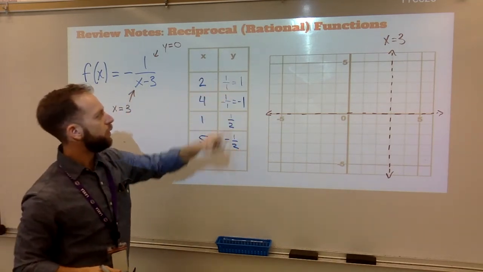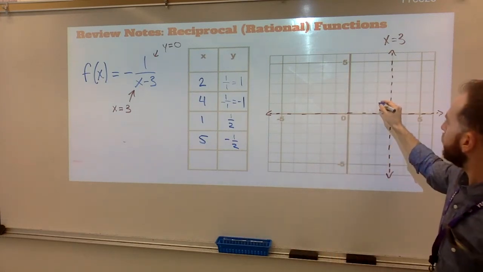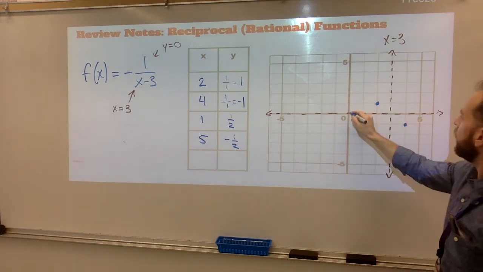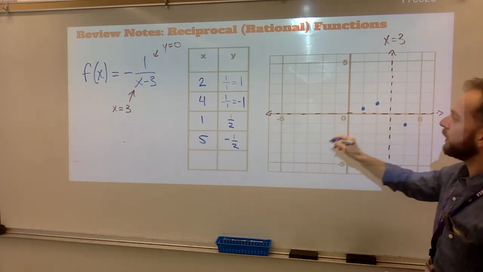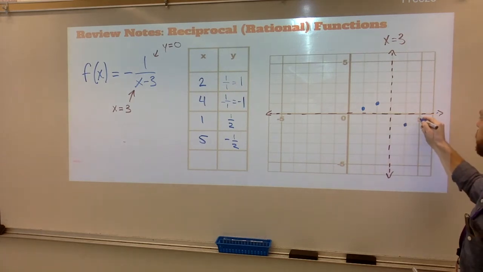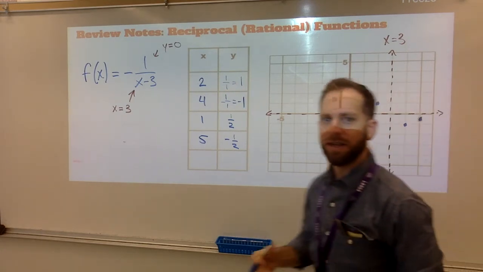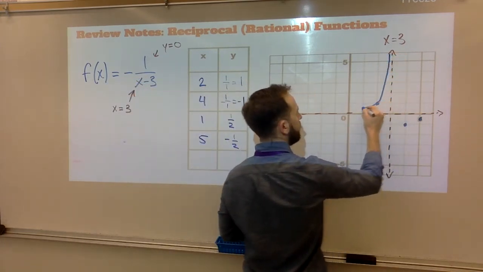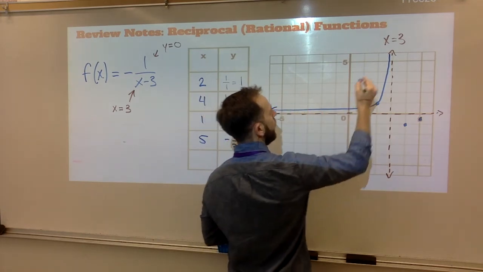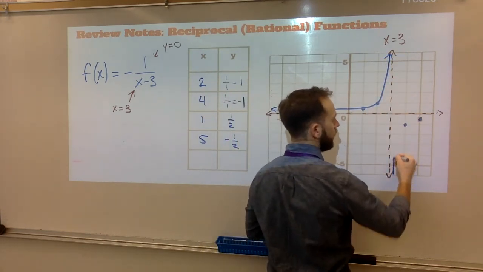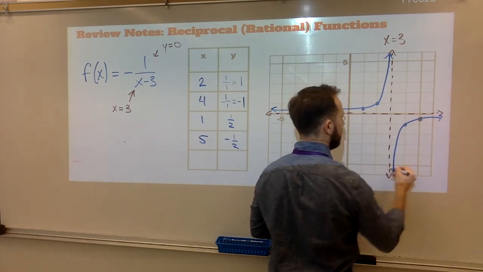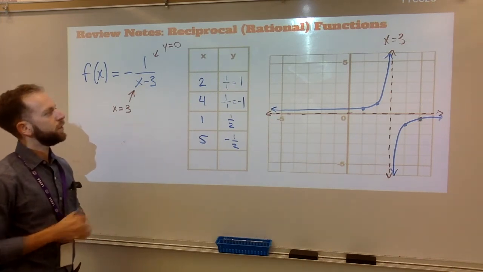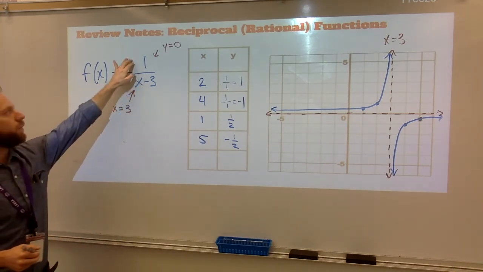So there's a point at (2, 1), (4, -1), (1, 1/2), and (5, -1/2). As you can see, it's taking a similar shape, but it's slightly different, because now the function is increasing in slope as we move to the right. So this is a graph of f of x equals -1 over x minus 3.